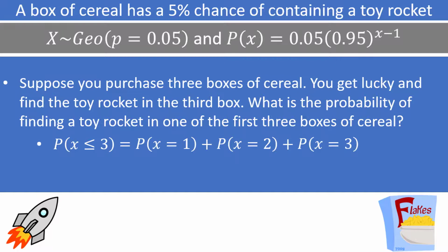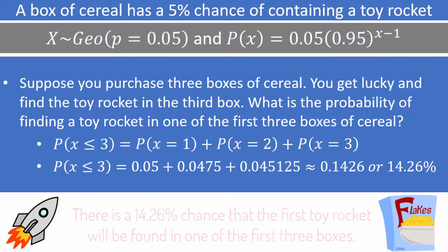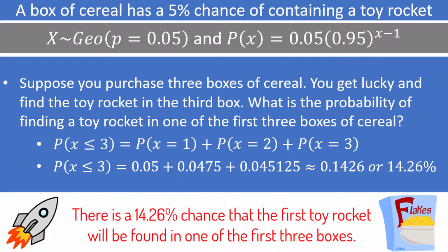Remember that x equals 0 is not a possible outcome, because that would mean getting the first rocket toy before you even opened any boxes. The geometric distribution always starts at 1. Okay, so we have 0.05 plus 0.0475 plus 0.045125, which equals approximately 0.1426 or 14.26%. These are just the probabilities we calculated earlier from the previous slide. There is a 14.26% chance that the first toy rocket will be found in one of the first 3 boxes opened.